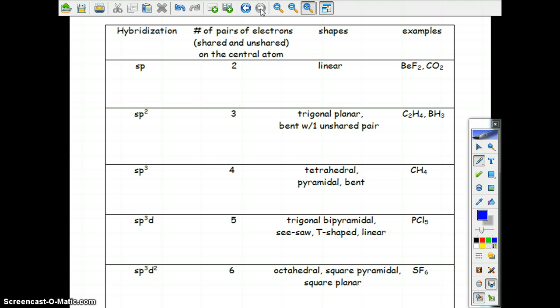I have a chart. I just kind of whipped this up for you. You're welcome to copy it down, or if you understand that 3 pairs means the powers have to add up to 3, but I have sort of all the shapes listed here. I'll leave this up if you want to look at it, but it's got all the info. And I think it's also on the chart sheet for you.